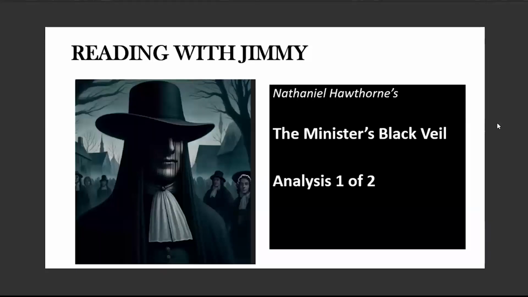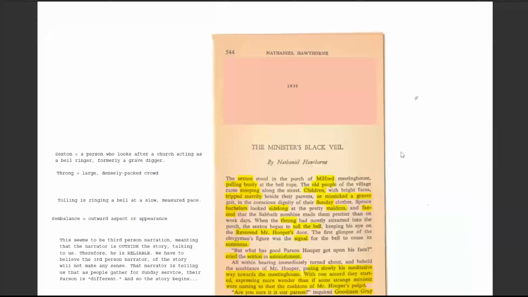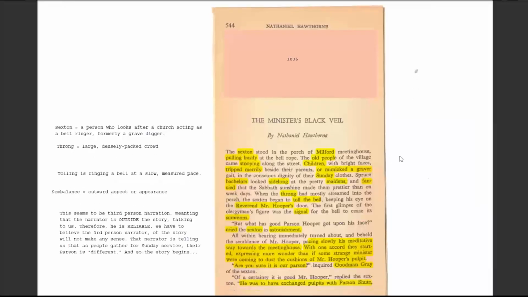We're going to be analyzing Nathaniel Hawthorne's The Minister's Black Veil. Hopefully you read it with me. This is part one of a two-part analysis. It's a very interesting story that Nathaniel Hawthorne wrote, published in 1836.